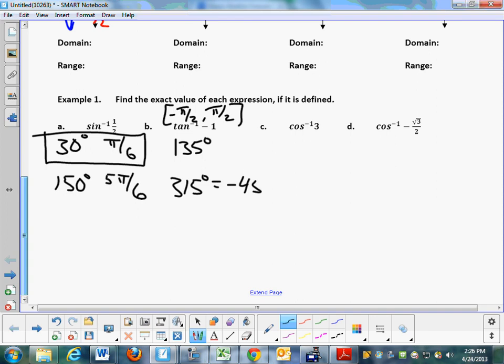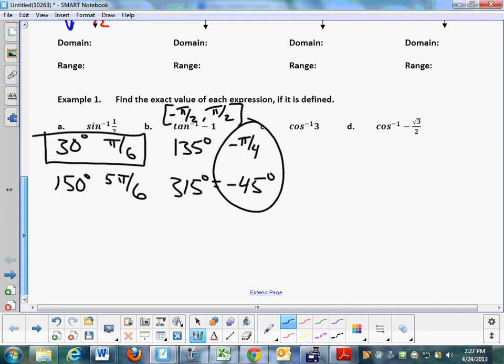So what I'm saying is that your calculator gives very specific values that we don't always use or come up with. So technically, tangent inverse of negative 1 is negative pi over 4, or negative 45 degrees. Technically, that's the answer. Now, often we're going to use 135 and 315, but I want you to understand what your calculator is doing. How about cosine inverse of 3?